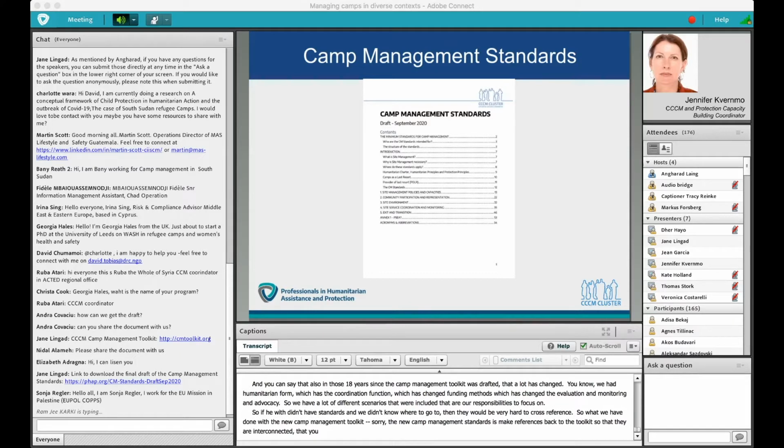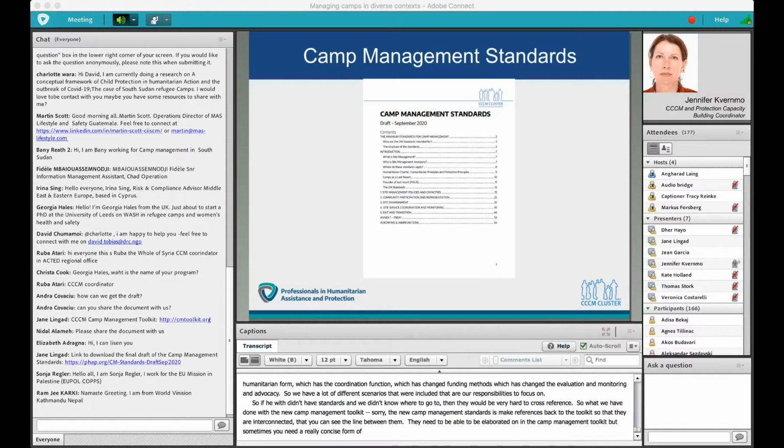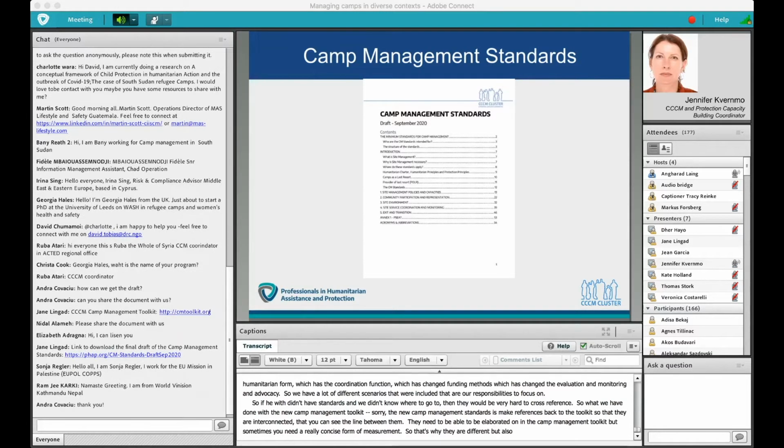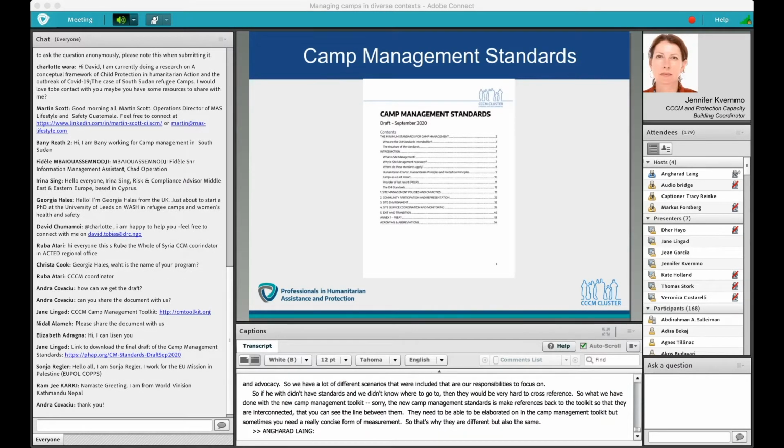They need to be able to be elaborated on in the Camp Management Toolkit, but sometimes you need just a really precise form of measurement. So that's why they're different, but also connected. Okay, excellent. Thank you. And very briefly, what has the consultation process of the standards been like?